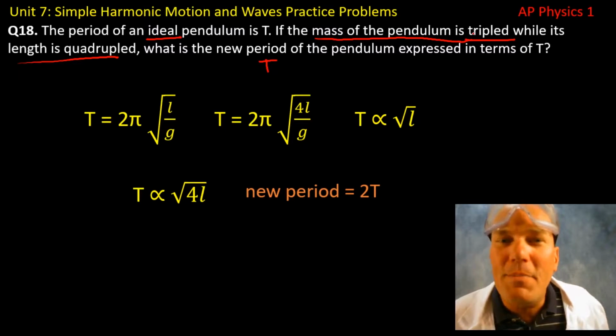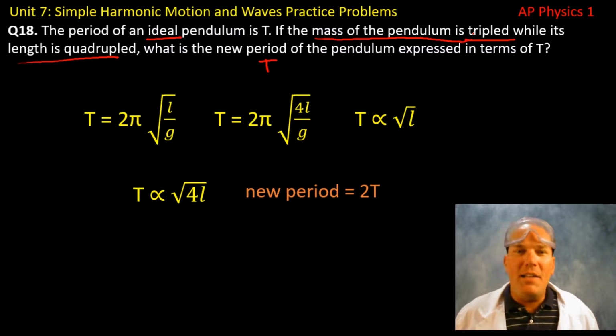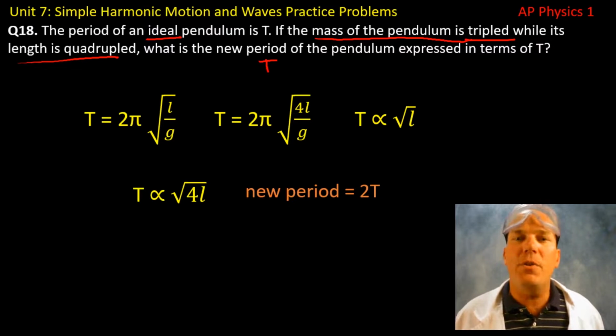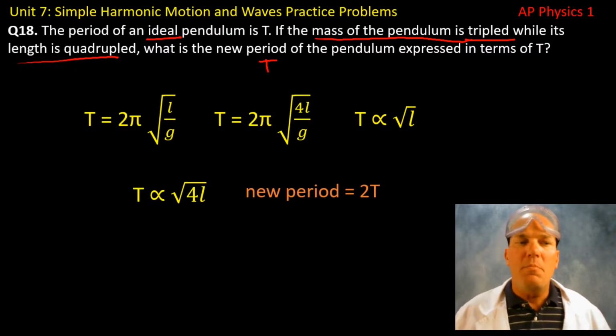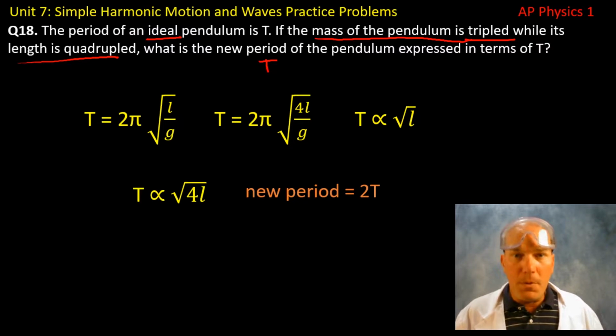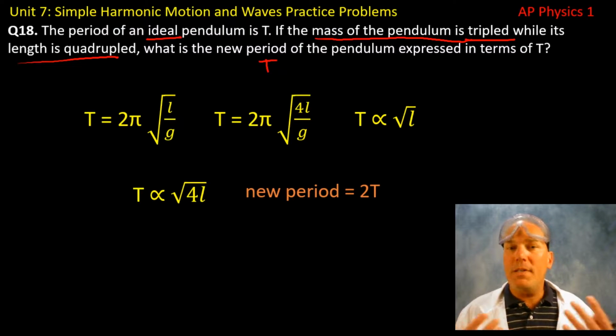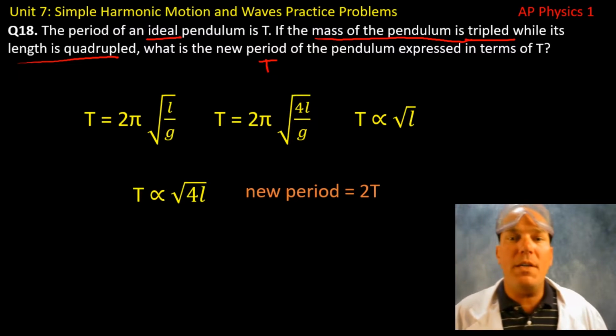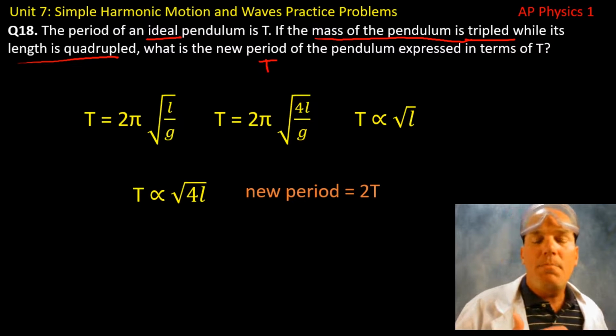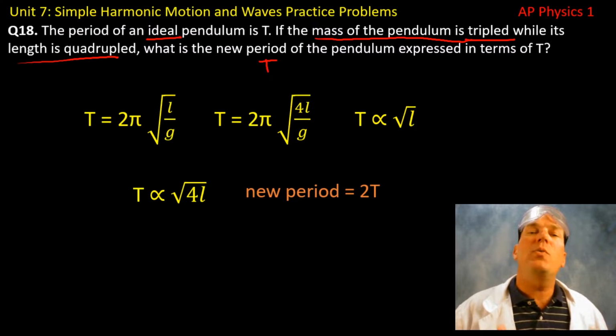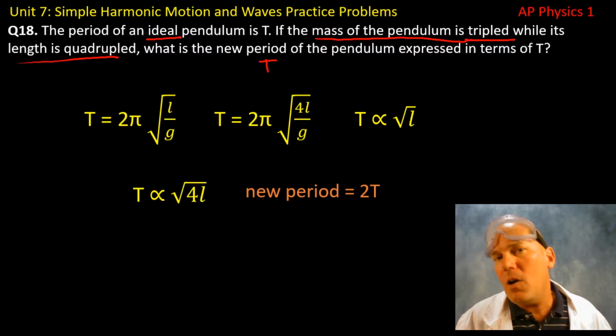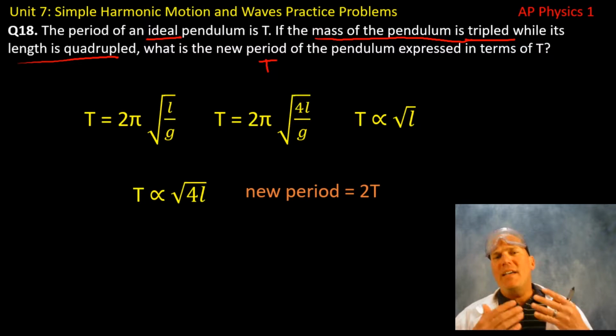You would think mass matters. Mass is not a factor. It is independent of mass. So the fact that the mass is tripled doesn't matter. But the fact that the length is quadrupled, oh yeah, that matters. And so by quadrupling, the square root of 4 gives us 2, which means the period is now twice as long. It takes twice as long to complete a cycle.